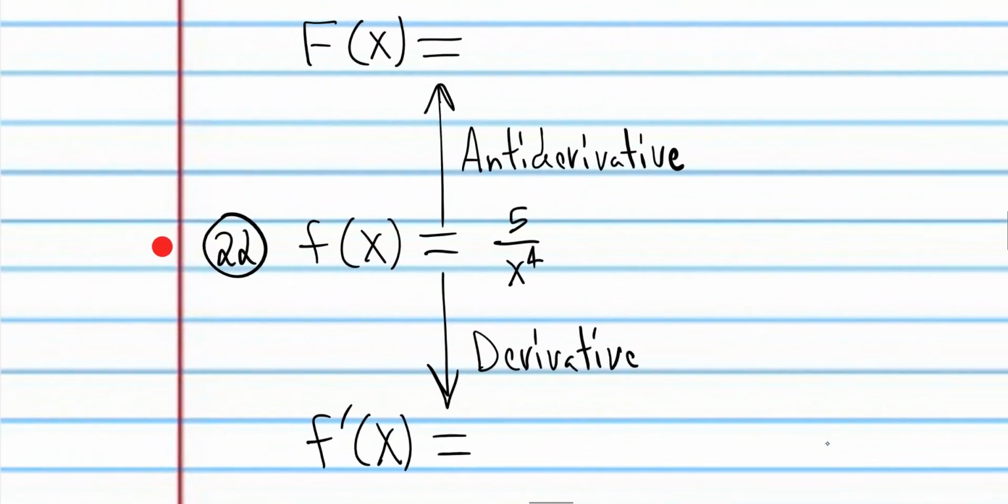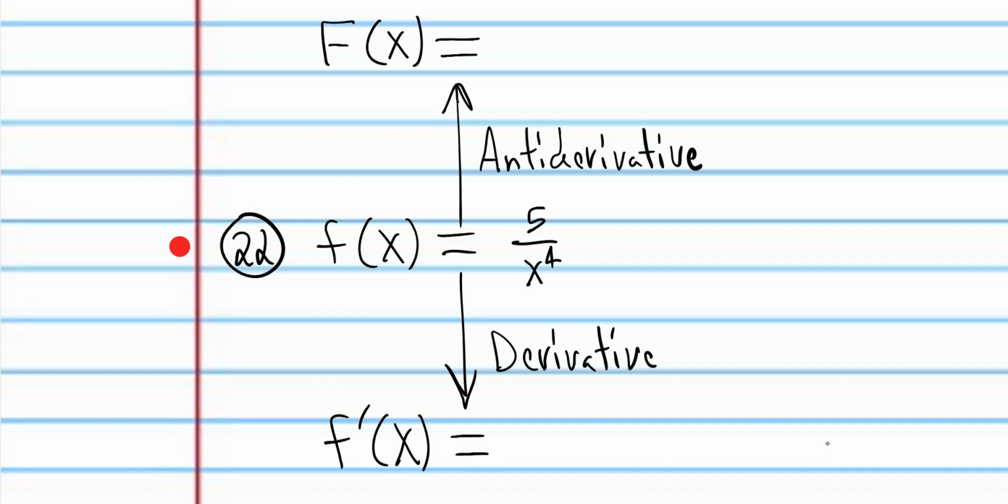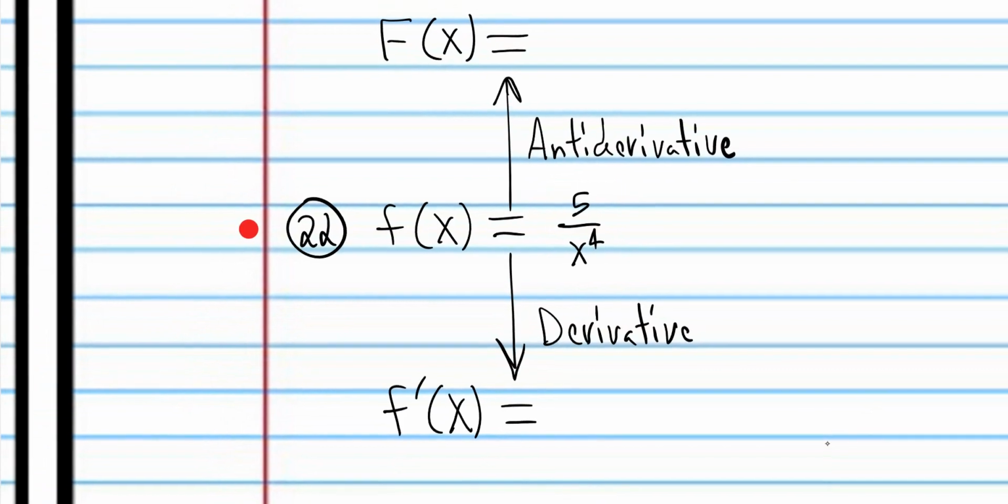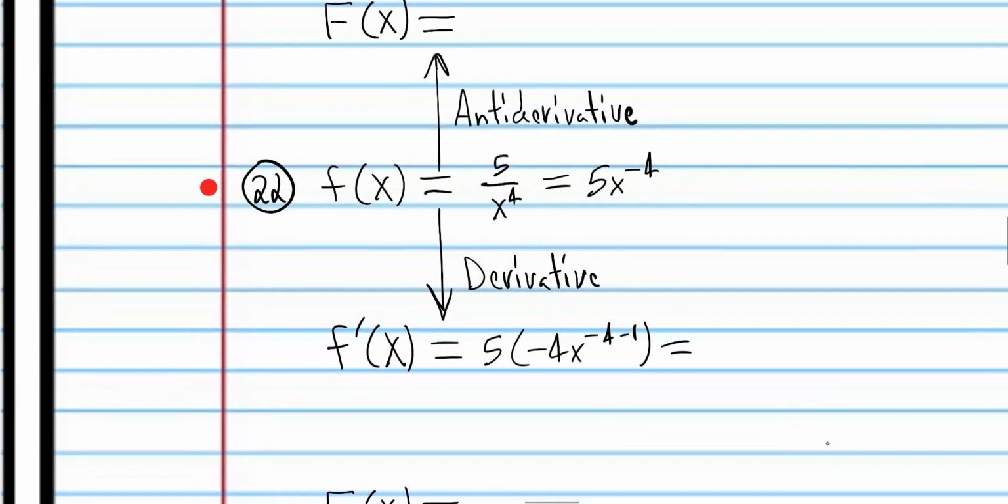Okay, let's try this one together. Now, things are getting a little bit more difficult because we have an expression that takes a little thought before we do this. We can use the quotient rule. Remember the quotient rule. But most students don't really want to use that. So we're going to change the form of this to 5 times x to the negative 4th power. And now we can just use the power rule. So we're going to use the constant multiple rule, and then the power rule. And we get negative 20 times x to the negative 5th.